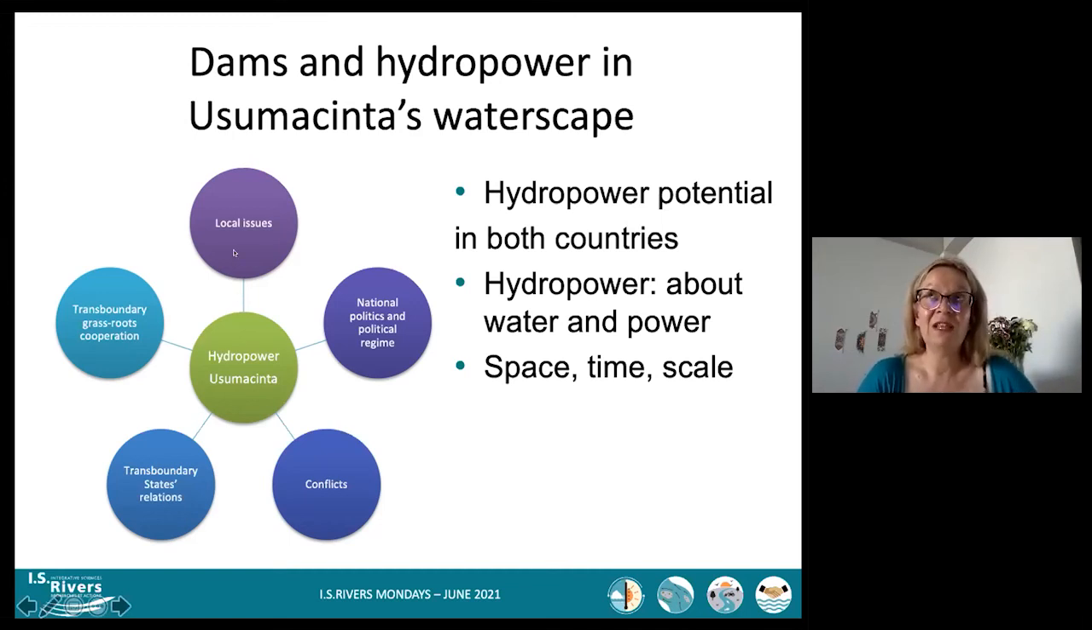Hydropower in the Usumacinta River Basin is an element of the waterscape at the local scale, but it's also an element of the waterscape of both countries because it reflects local political conditions and the characteristics of the political regime. Let me give you an example.